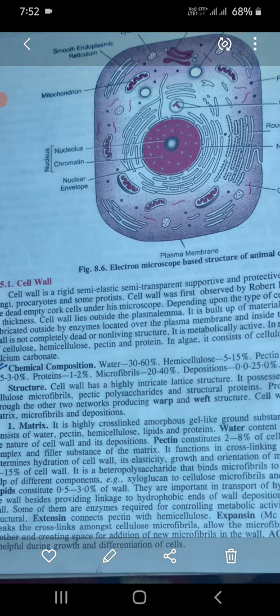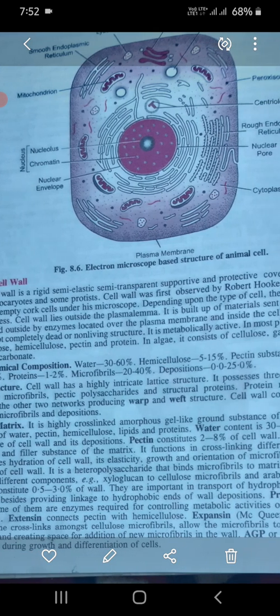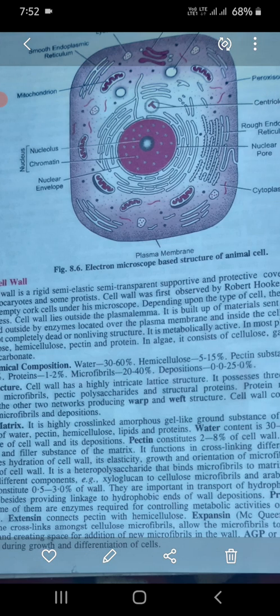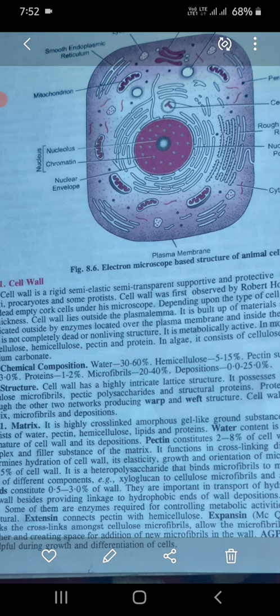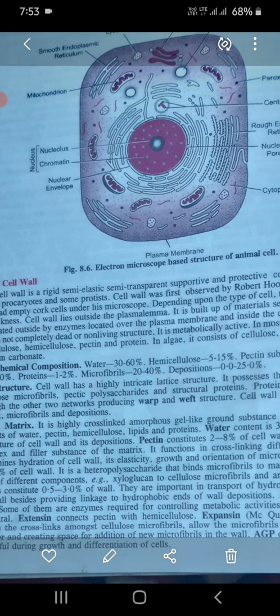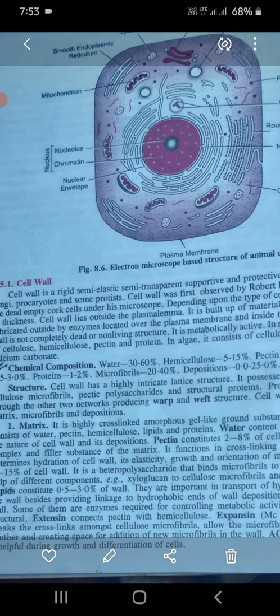Cell wall was first observed by Robert Hooke in 1665 when he saw the dead empty cork cells under his microscope. Depending upon the type of cell wall, the wall is 0.1 to 10.0 μm in thickness. Cell wall lies outside the plasmalemma.